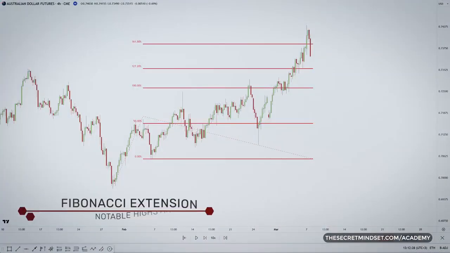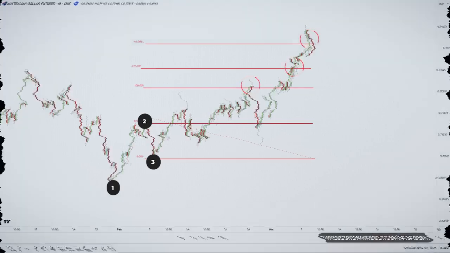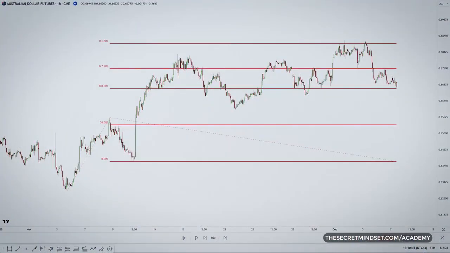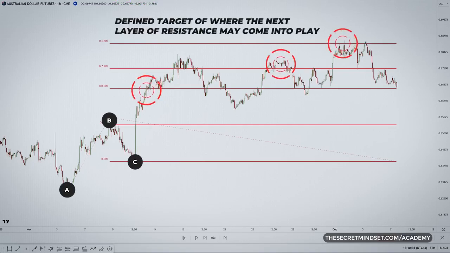One tool I found helpful is drawing a trend-based Fibonacci extension between major highs and lows of a cycle. Specifically, it connects the lowest point, the highest point, and the low of any pullback in between. For the current leg up in this example, I've drawn it from points A to B and used the low of this consolidation. That projection gives me a defined target of where the next layer of resistance may come into play if the trend keeps advancing as expected.